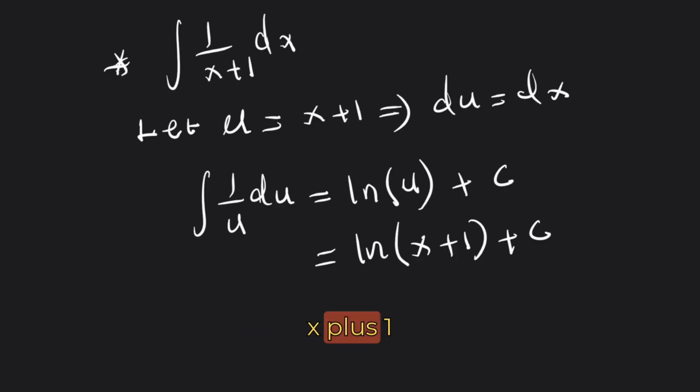Okay, but in this case, x plus 1 can be negative, so that is why we have to maintain the absolute value sign. So this should be the absolute value.